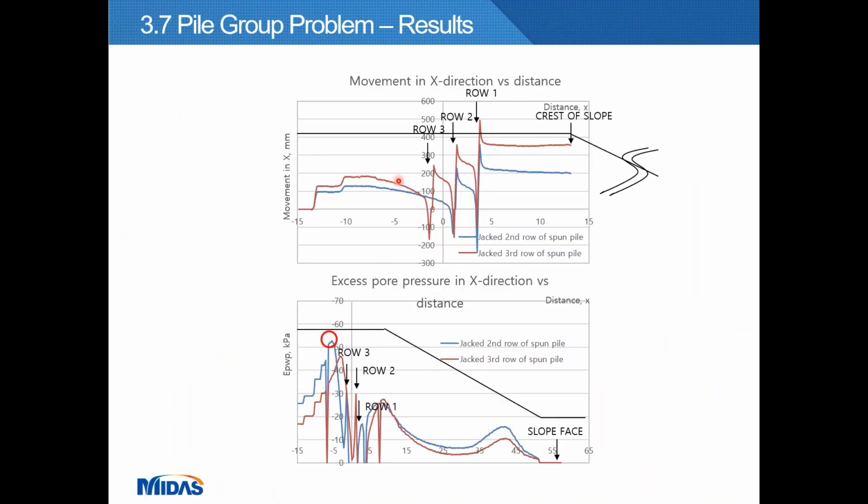This is the lateral displacement plotted against the distance at the ground level. The result shows that the slope will move about 350 mm. This is the excess pore pressure plotted against the distance at 7.5 meters below ground. The maximum excess pore pressure was observed in the soil behind row number 3. Low excess pore pressure was observed in the soil in front of the pile. This is because the excess pore pressure is able to be dissipated through the slope face.